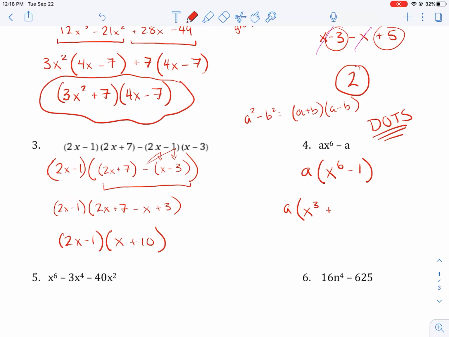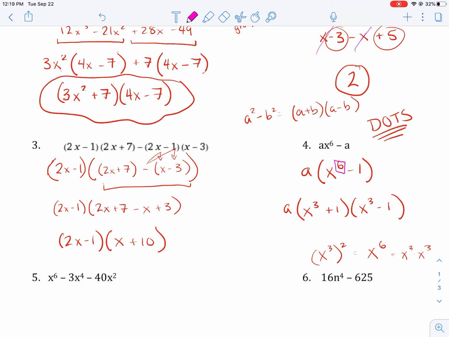So x cubed plus 1, x cubed minus 1. Okay? And again, x cubed squared is x to the 6, right? X cubed times x cubed. Okay, so if it wasn't quite visible for you, take a look at this exponent right here.